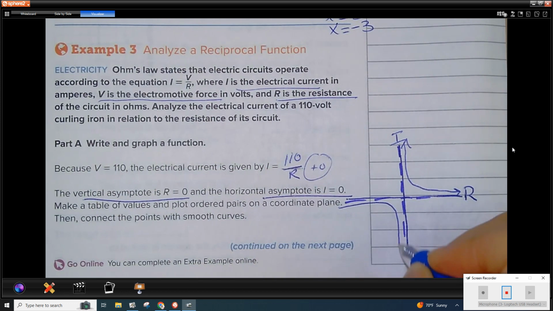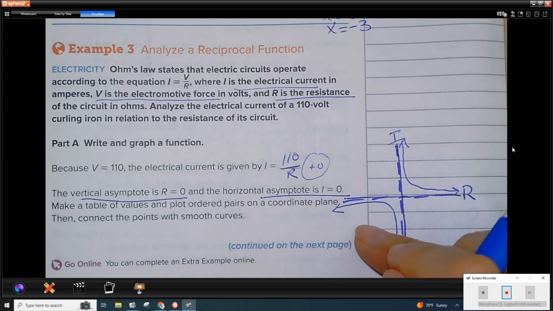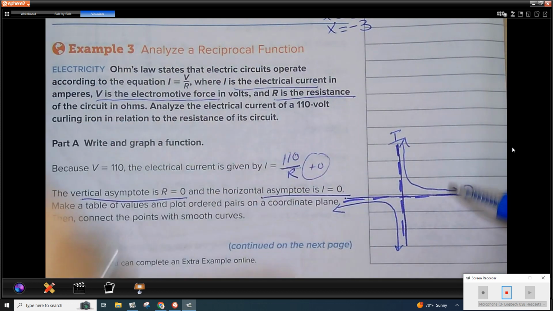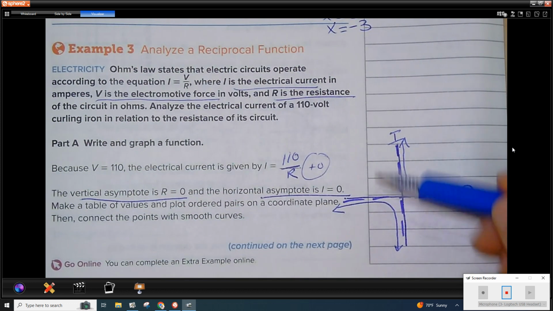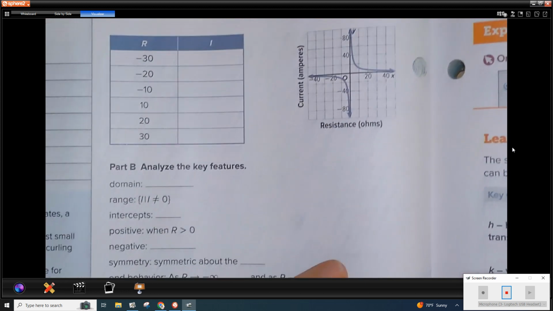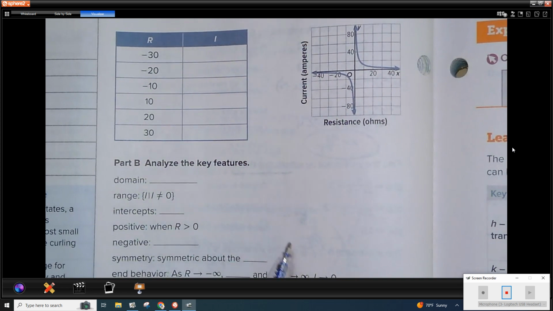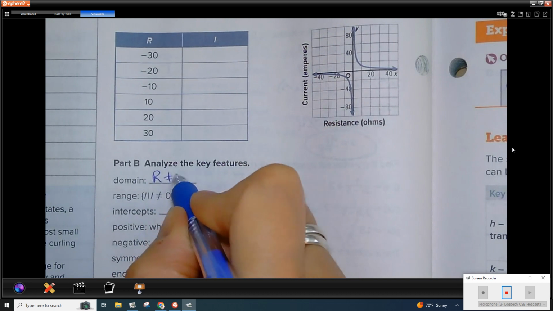It's always these two quadrants, positive, positive, and negative, negative. Unless it was a negative on top, then it flips it around the x-axis, reflects it. So this would go down and this one goes up. And there it is. They did a table if you want to do a table. Domain is r not equal to 0, all other values.